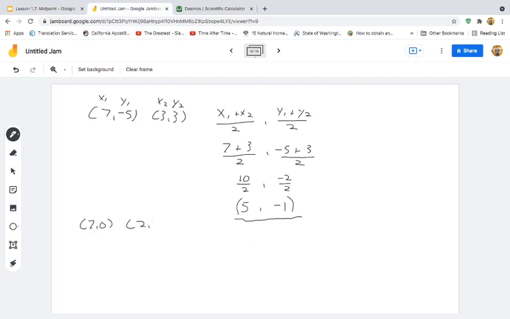2 comma 4. Okay. Well, 7 plus 2 is going to be 9, so we have 9 over 2. And 0 plus 4 is going to be 4, so 4 over 2. 9 over 2, or half of 9, is going to be 4.5, comma, 4 divided by 2 is 2. And that is all.